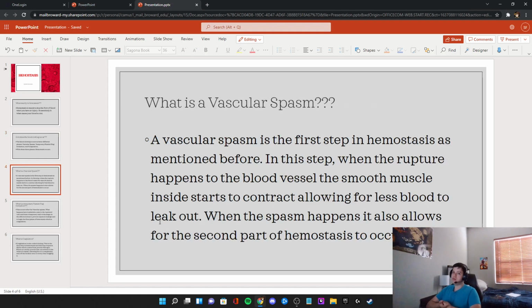So a vascular spasm is the initial start. It is the first part of hemostasis. In this part, the blood vessel contracts and thins itself out to prevent more blood from coming out. So you get the cut and it spreads apart, then contracts to prevent the blood from coming out, right? So this is the first step. With this step, it also allows for the platelet plugs to come in, which leads into our second part.